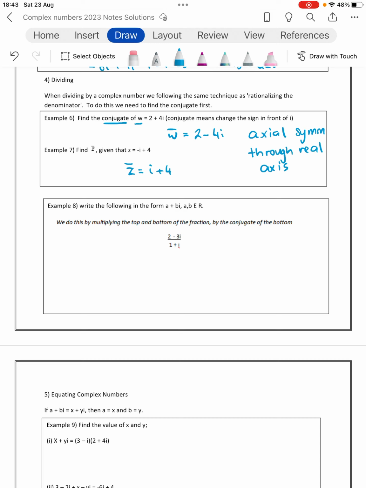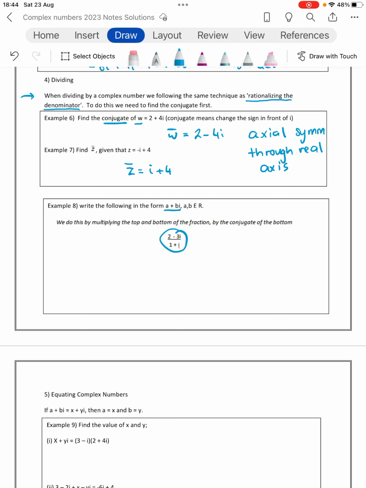Now the method that we're going to use when we have something that we need to do division for is the same kind of technique as rationalizing the denominator from our algebra section on surds. So let's take a look at example 8, and we're going to use the rationalizing the denominator method with the conjugate. Write the following in the form a plus bi.